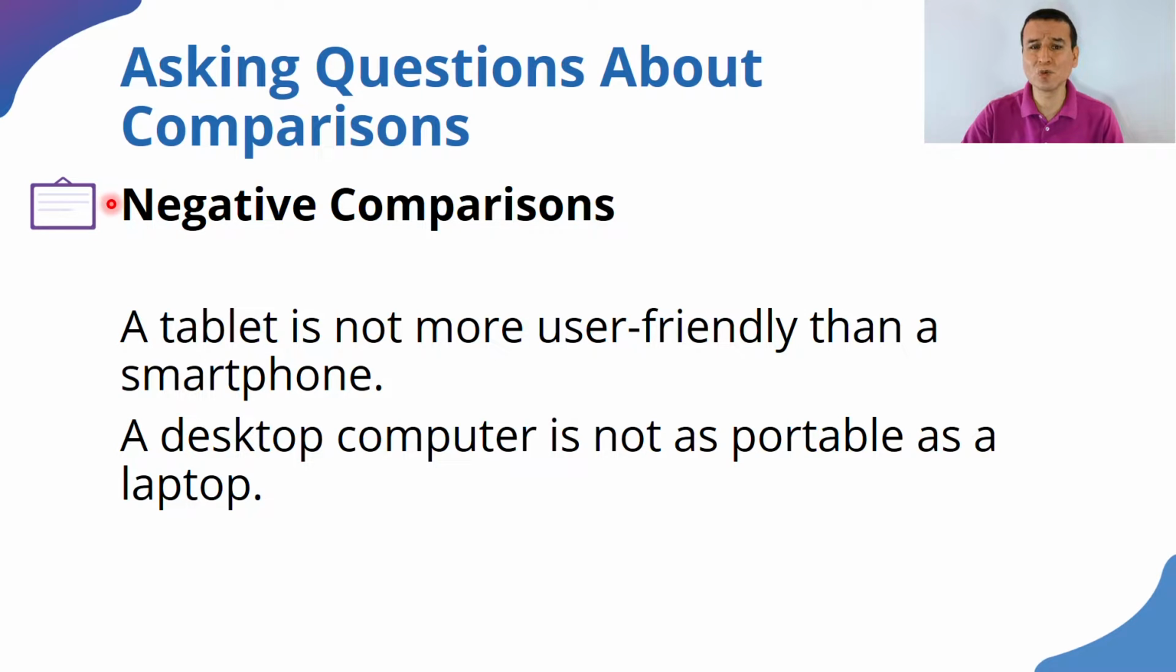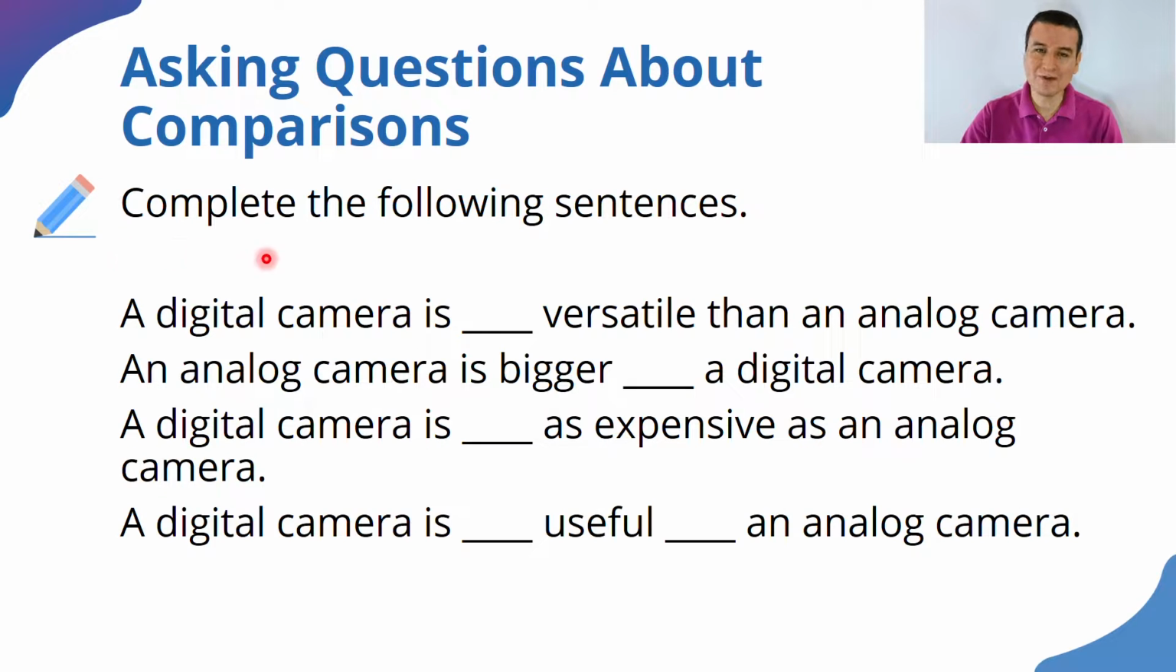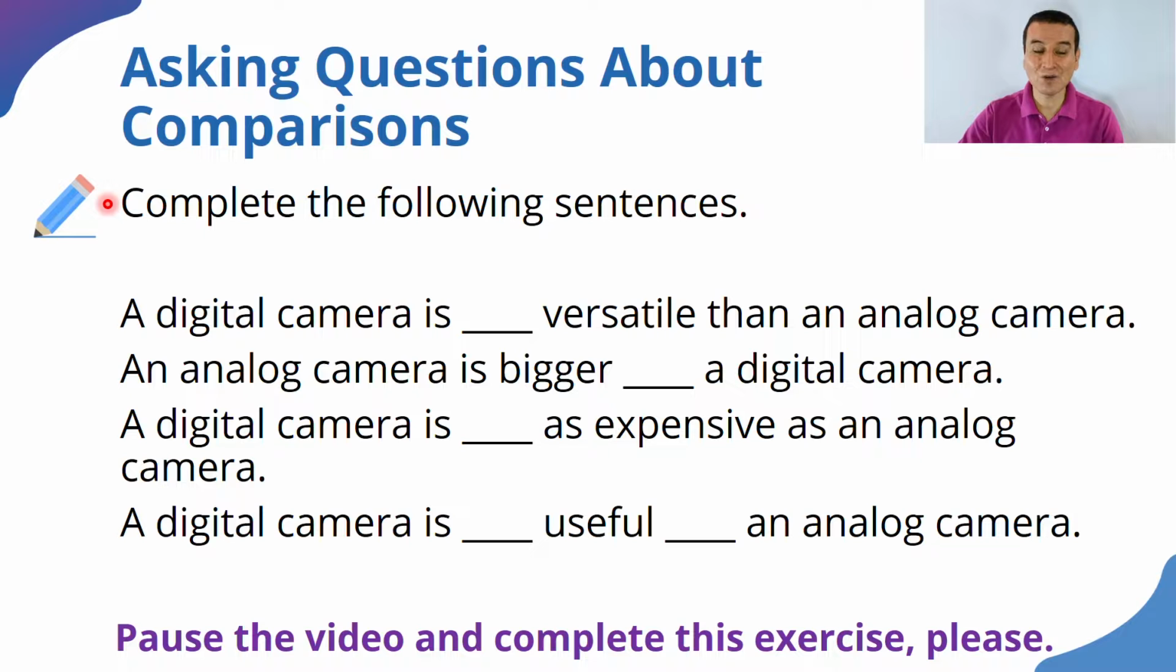Let's practice those questions and those negative comparisons in some activities. The first one is complete the following sentences. So I want you to look at these sentences, analyze what could be missing for you to complete a comparison there. Look at them for a moment, pause my video, complete the activity, and I will see you in a moment to show you some sample answers. Go ahead. Pause my video, complete the activity, please.